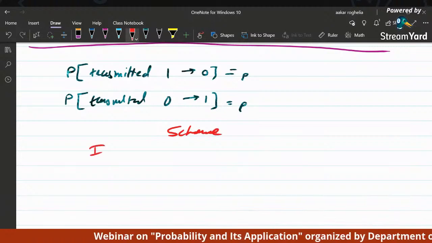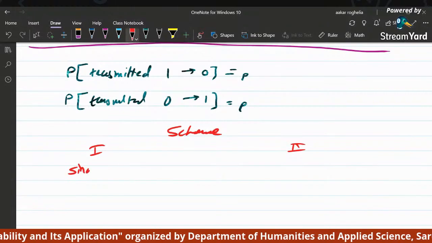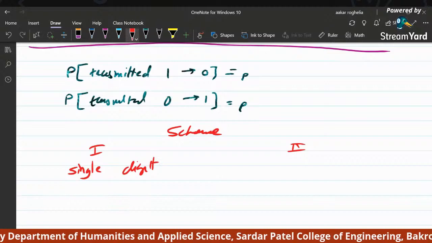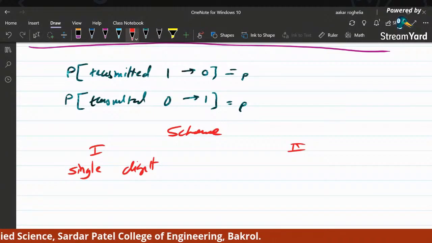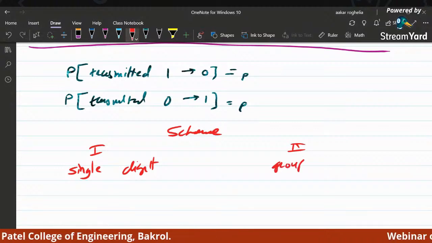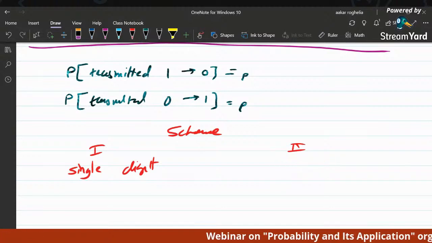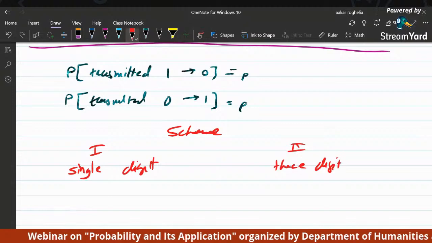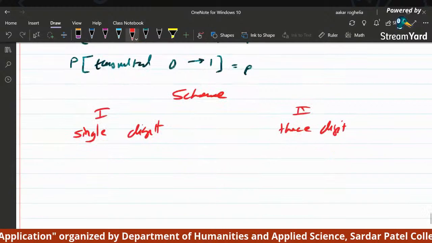Scheme number one and scheme number two. In scheme number one, what I will do is I will send a single digit. In scheme number two, a group of three, or let us say a three-digit scheme. Single digit scheme and three-digit scheme: what happens in the single digit scheme?